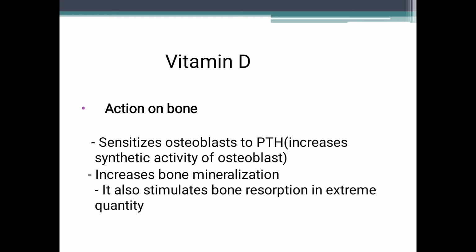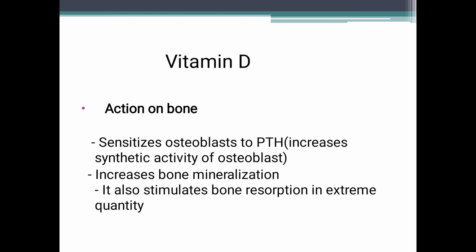It also stimulates bone resorption, but not directly by increasing the osteoclastic activity, but by stimulating various paracrine signals that originate from the osteoblast. So through that it activates the osteoclast. So osteoclast activity is indirect. It directly acts on the osteoblast and increases its synthetic activity, so it causes mineralization of bone. But the resorption activity is not a direct one.